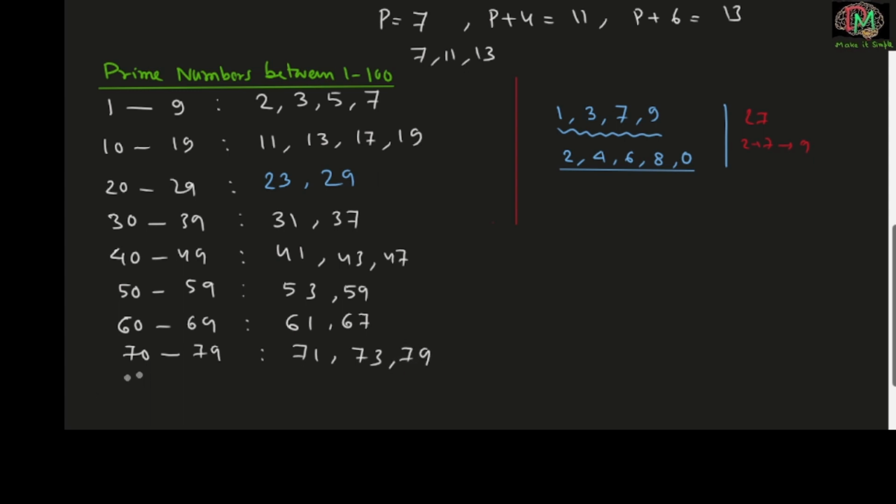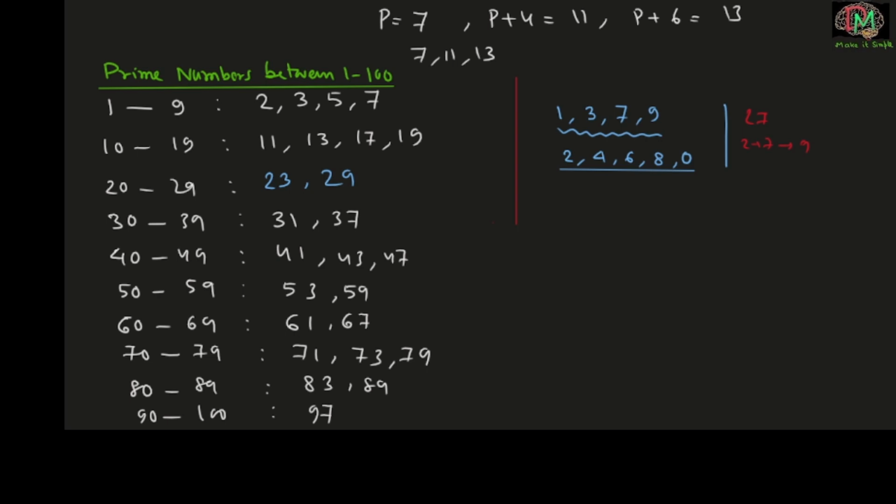And in between 80 to 89, the prime numbers are 83, because 81 is divisible by 3, and 87 is also divisible by 3, so it will be 89. And between 90 to 100, there is only one prime number, that is 97.